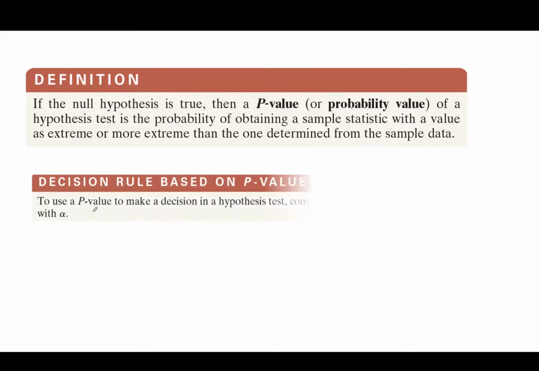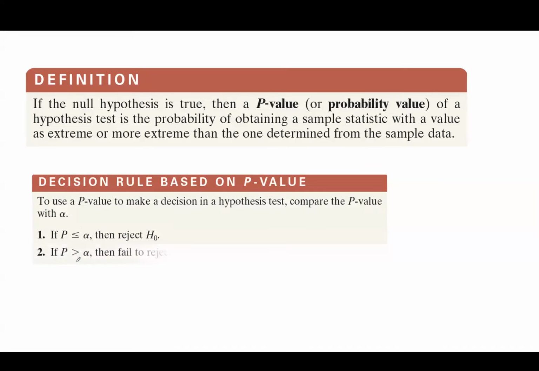We're going to use p-value to make a decision about hypothesis test. If the p-value or the probability value of a hypothesis test, which is obtained from a sample statistic with a value as extreme or more extreme than the one that you got from the sample data, is less than equals to alpha, then you reject the null hypothesis. If p-value is more than alpha, then you fail to reject the null hypothesis or you support the null hypothesis.